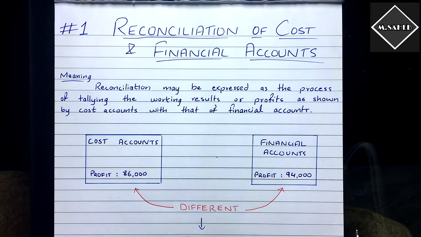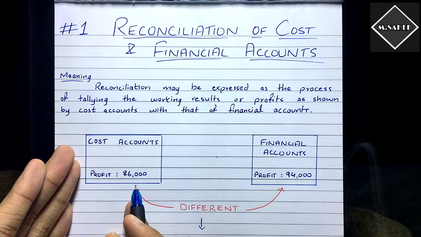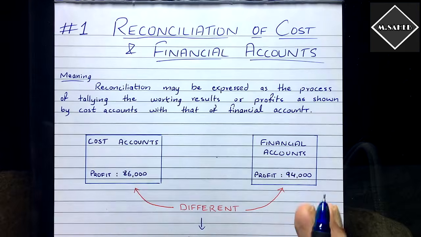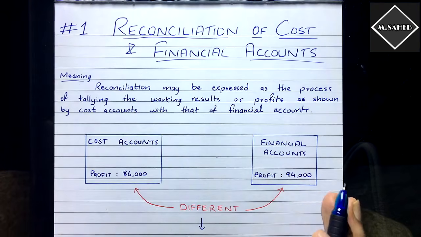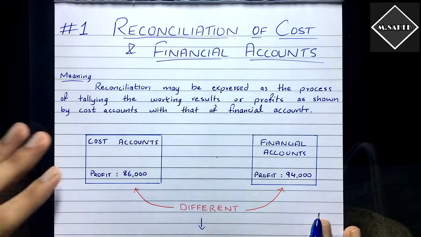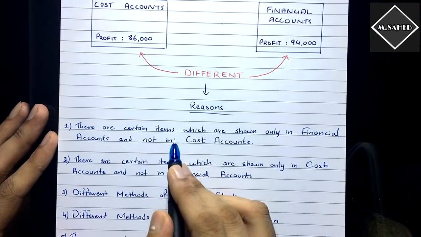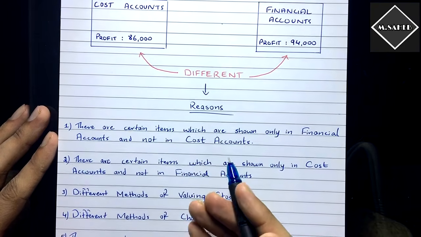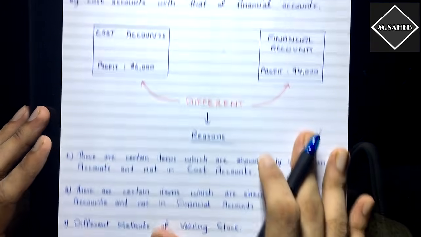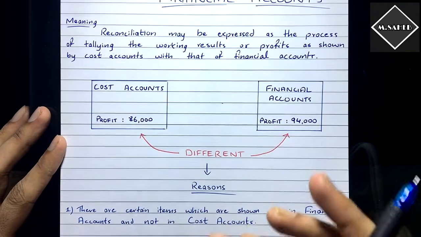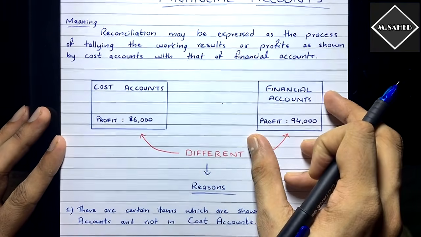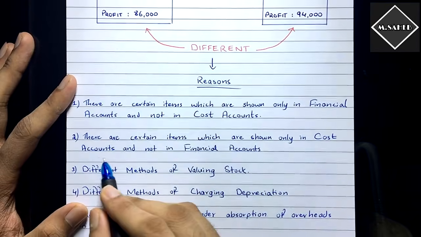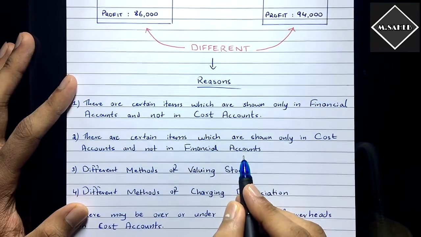Yes. So now the profit according to cost account and financial account will always be different, okay? 99% of the time it will be different. They will not match up, because of a number of reasons. See here, there are certain items which are shown only in financial accounts and not in cost accounts. Some transactions, some items will be missing from the cost account, purely financial items which will be only recorded in the financial accounts, all right? And there are certain items which are shown only in cost accounts and not in financial accounts, the opposite of that.